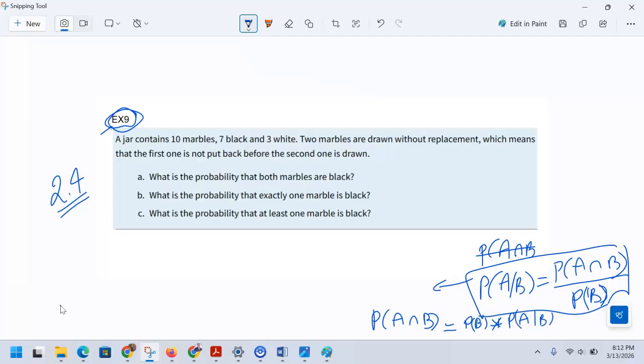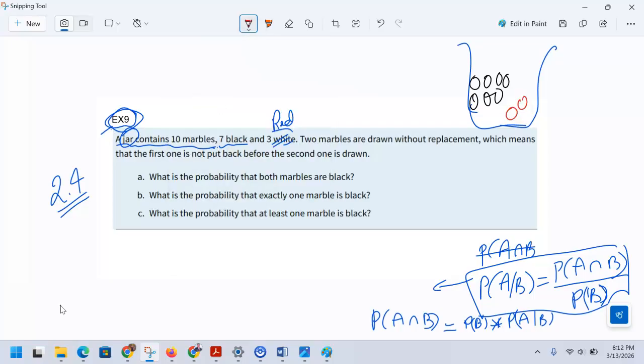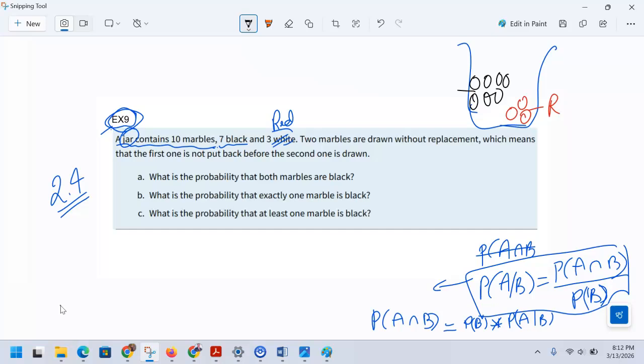Now let's see how we use this. In this case, a jar contains 10 marbles, 7 black and 3 white. Now, I'll take this off and make these red. That means this jar contains 7 black marbles, 1, 2, 3, 4, 5, 6, 7, and it also contains three reds. I take the time just to show this so you understand the visual.